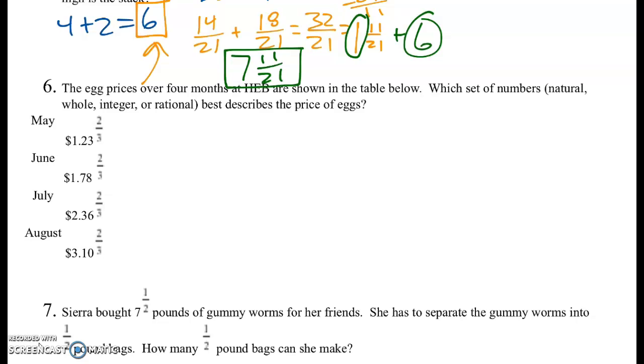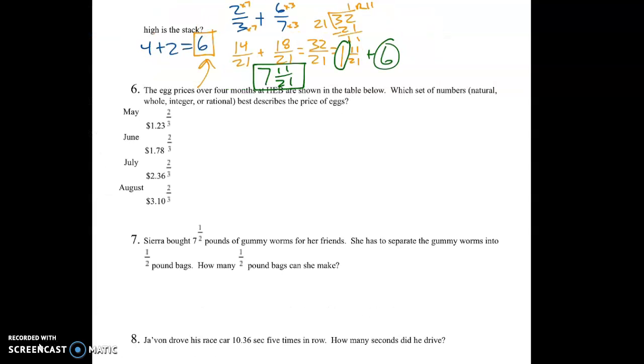So let's just think about natural real quick. We'll just review these numbers kind of. If I ask you to count to 10, are you going to say 1.78? No, you're not. So it's not natural. If we look at May, I believe that's May, which says 1.23. This is a whole number, right? That's one whole. So that's great.